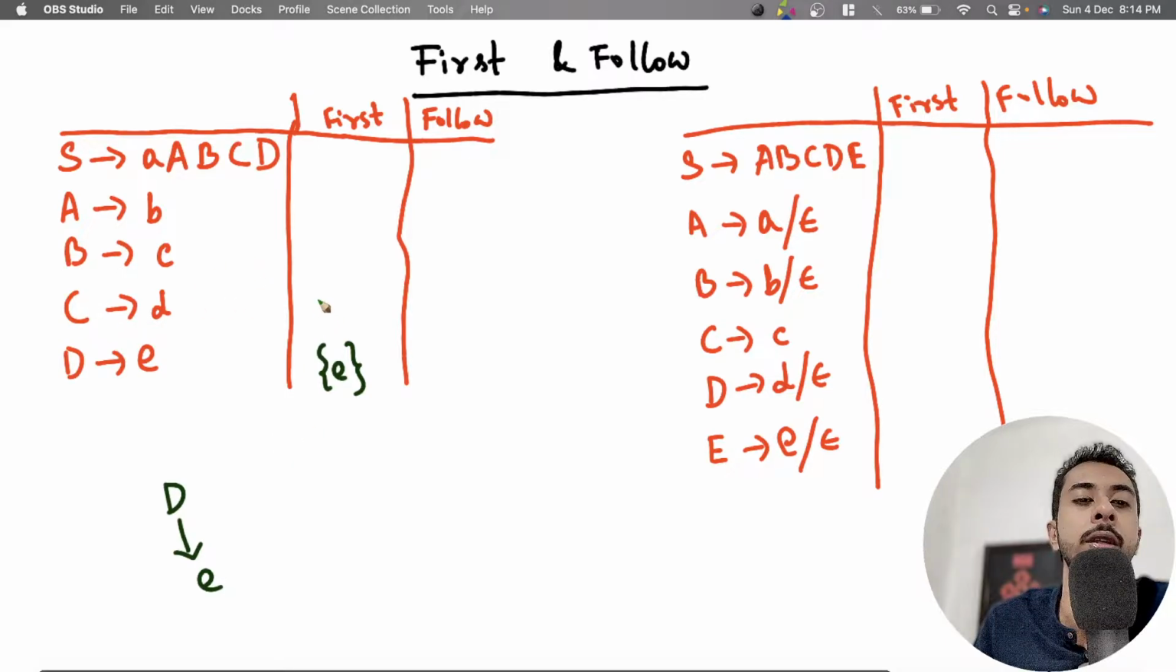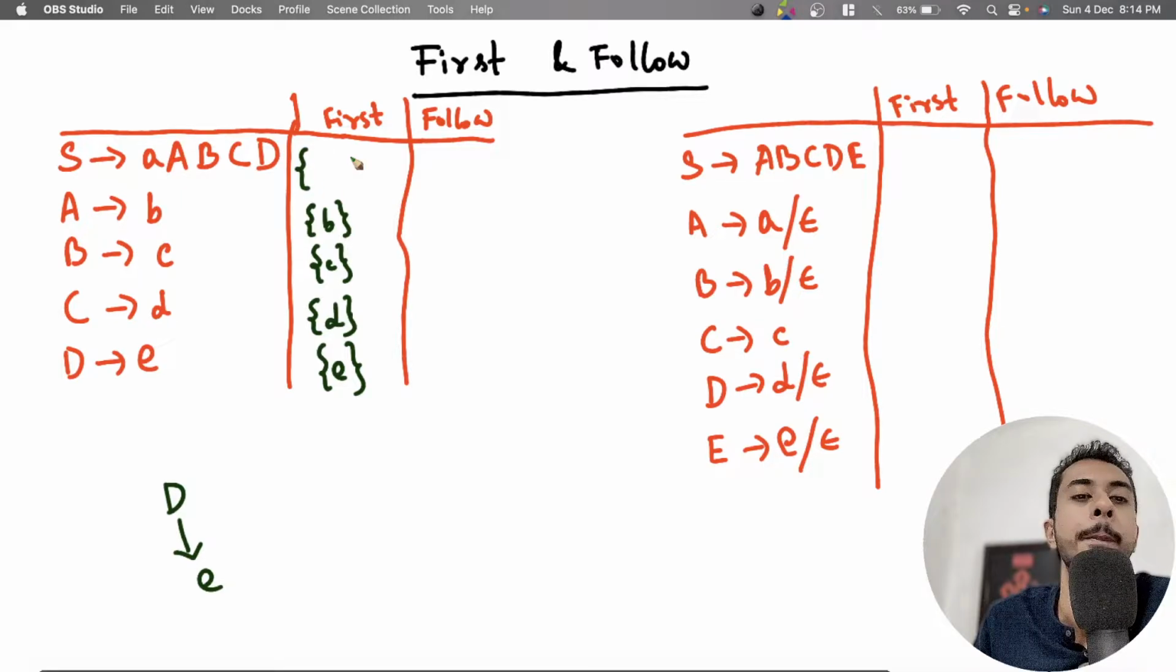What about C derives D? It is always D. D derives C, only C is possible because it is the only thing present. For A derives B, it is B.